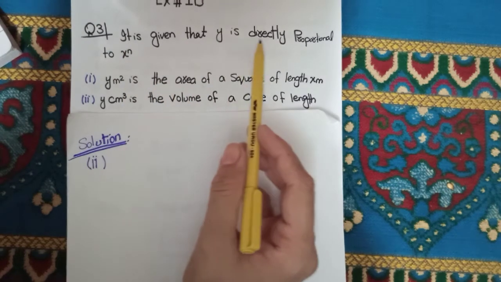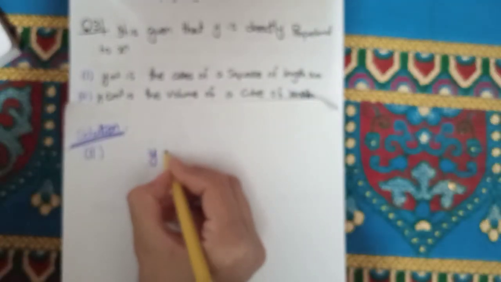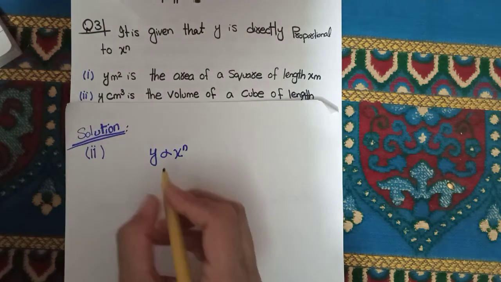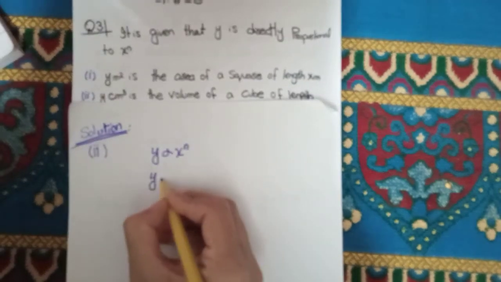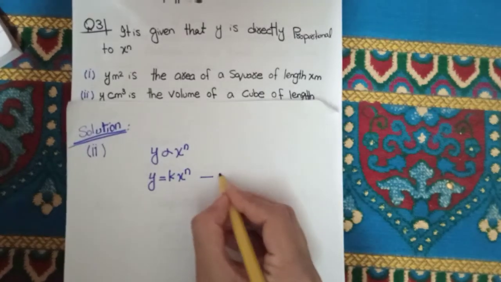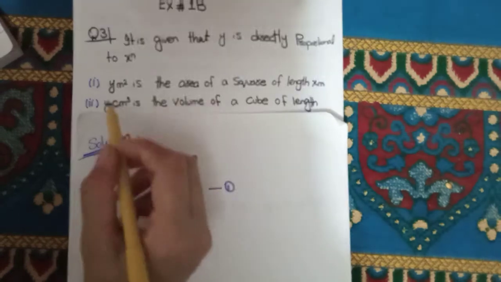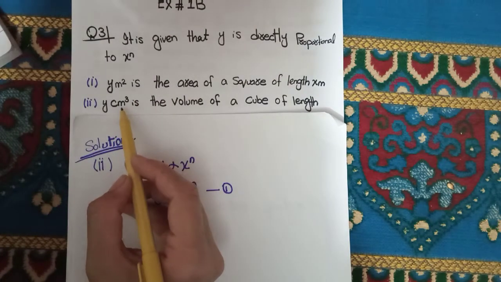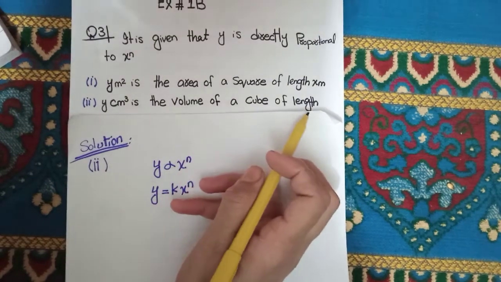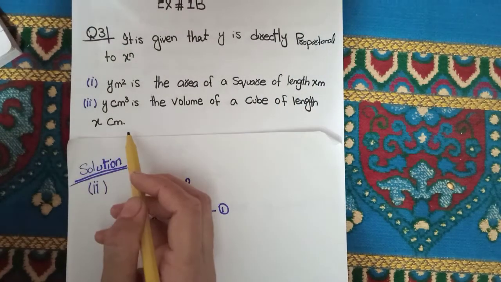Now the second part of this question. It is given that y is directly proportional to x^n. So solution, y is directly proportional to x^n. This is the proportionality sign. The proportionality sign changes to an equality sign. So we insert k, where k is a constant. First equation. The question is, y cm³ is the volume of a cube of length x cm.